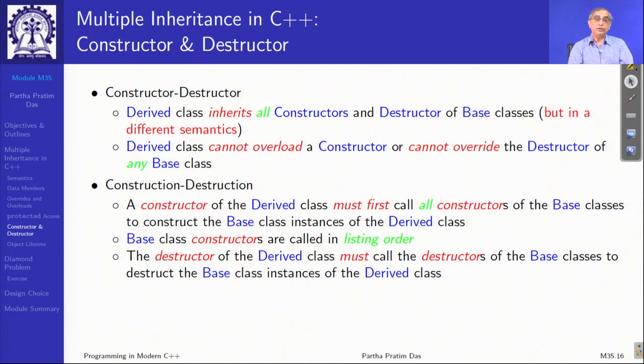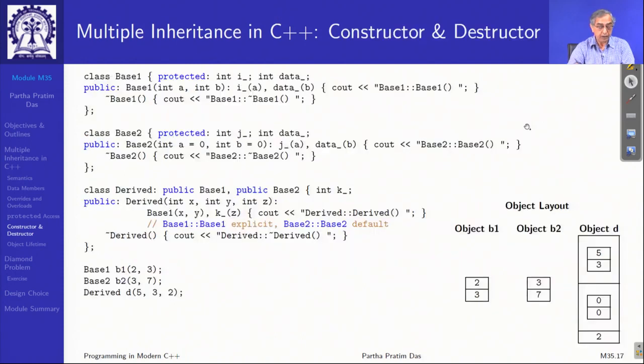In the process, the constructor of the derived class must first call all constructors of all base classes to create the base class instances, and then the derived class instance will be created. They will be called in the listing order I mentioned, and the destructors will be called in the reverse order of construction. So, if we do that, then we have a base 1, the earlier example, int i and data, base 2 int j and data here, and I have a multiple inheritance here which adds another member.